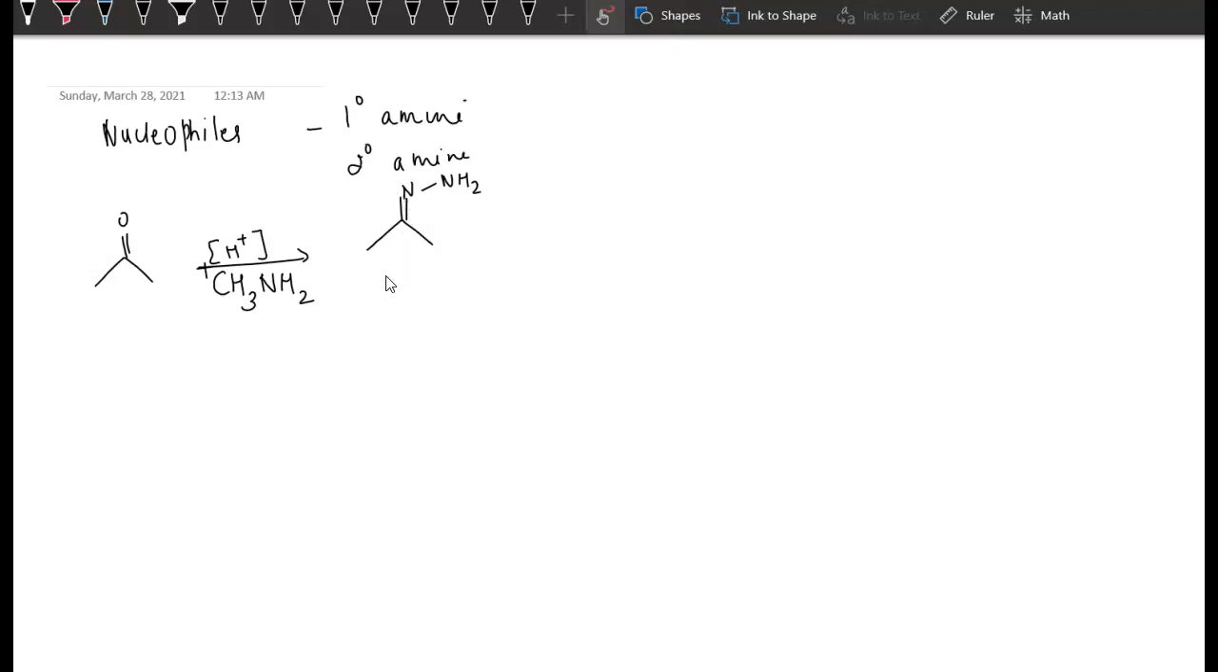This is what is called an imine. We still have a lone pair on the nitrogen atom. Imines are compounds which contain a carbon nitrogen double bond, and they are also called Schiff bases, spelled S-C-H-I-F-F. And the formation of this imine follows a few steps.